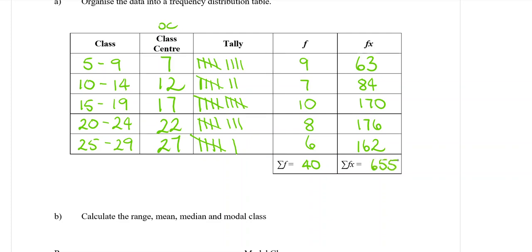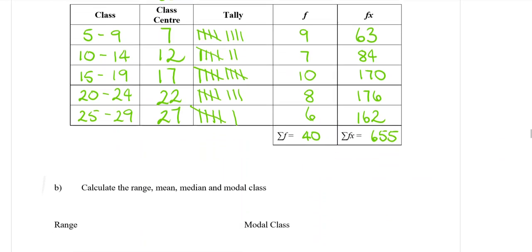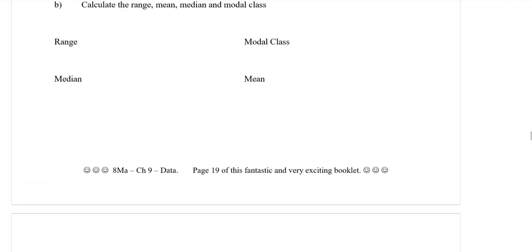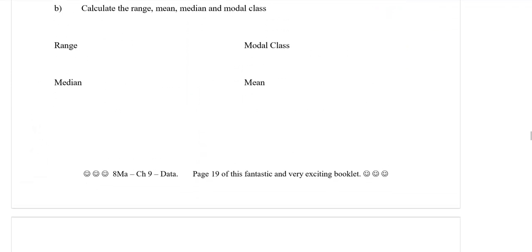Okay, table is complete. Now we need to calculate all these lovely things again. Oh, there's no quartiles, thankfully, for this. We just have the range, median, mode, modal class, and mean. The range is the highest minus the lowest.